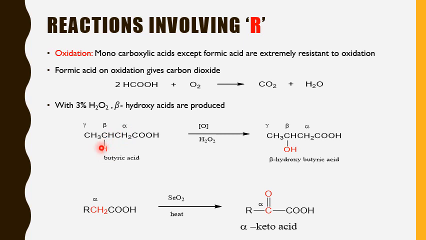If there is no beta hydrogen on this carboxylic acid, this will not be possible even upon oxidation with hydrogen peroxide. If you have a beta hydrogen in the molecule, then you will get a hydroxy group at that beta carbon, giving beta hydroxy. So you can see one oxygen is being added. That's why I can call it an oxidation reaction. Here it is just H and here O is added. As you know, addition of oxygen is oxidation.